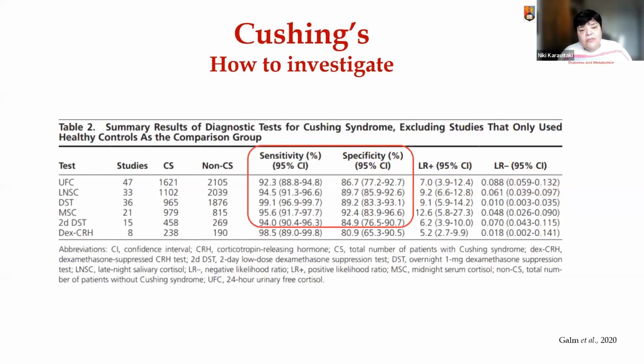Let's see now the sensitivity and specificity of the tests I mentioned. So this is a table from, again, a very useful paper published 3 years ago. We can see the sensitivity and specificity of the various tests. I just want to highlight that it seems that urinary free cortisol has the lowest diagnostic benefit, and then we have other tests that follow. So urinary free cortisol may not be the best test to confirm the presence of cortisol excess.